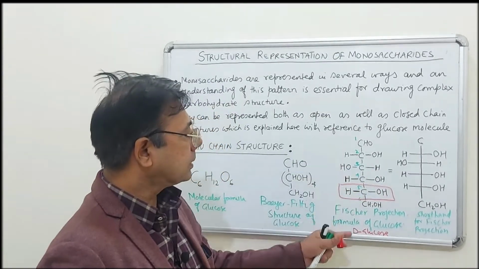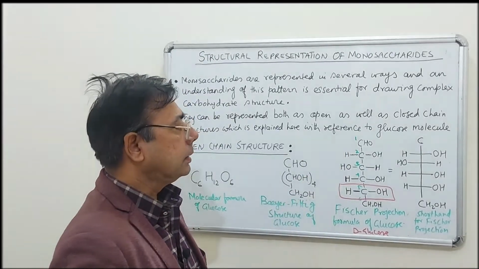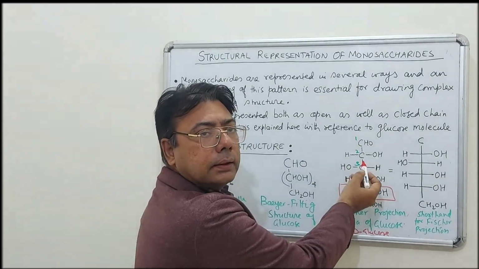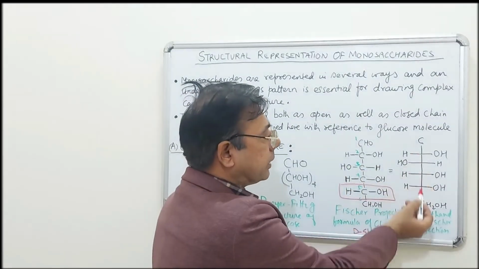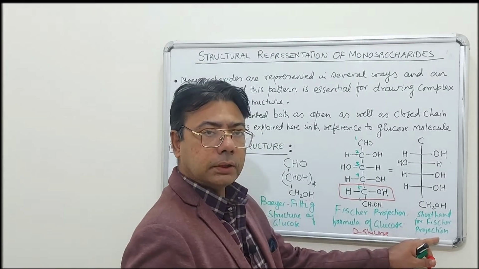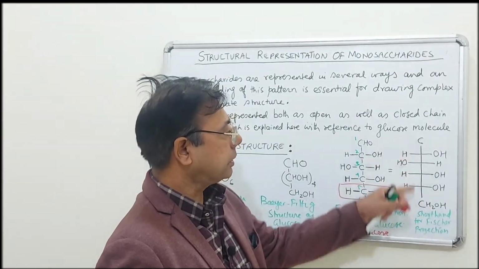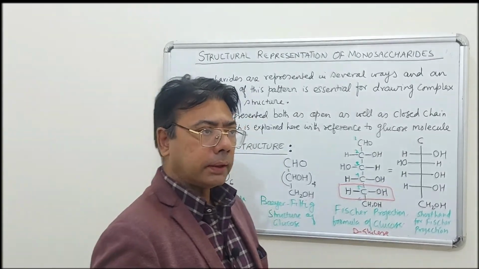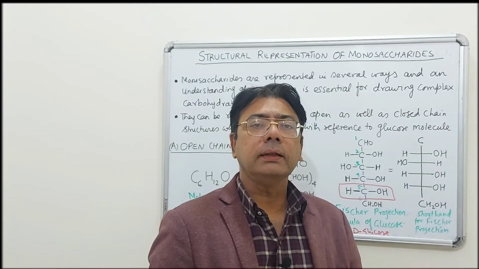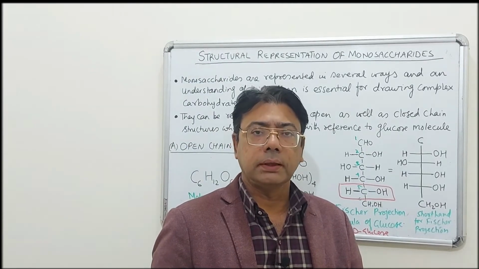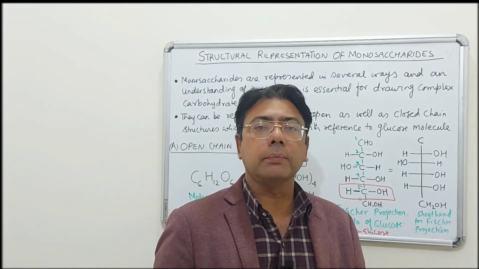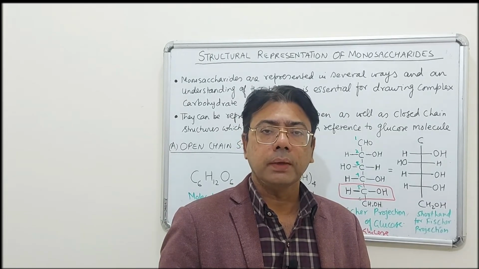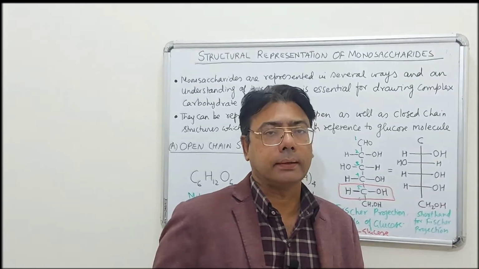So this is Fischer projection, and in shorthand notation we skip writing this C. So we get this shorthand notation for glucose. This is shorthand for Fischer projection. We will be using this form very frequently. But this open chain structure has several problems. It fails to explain several properties of monosaccharides. So we have closed chain structure also, as I explained here.